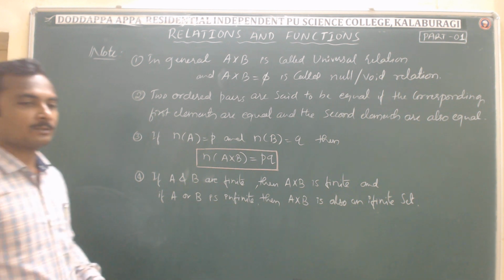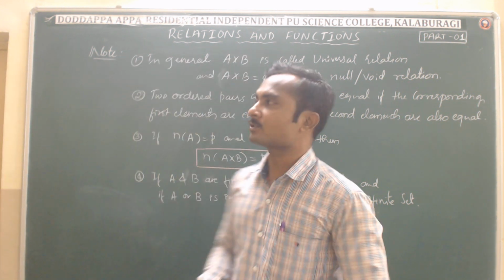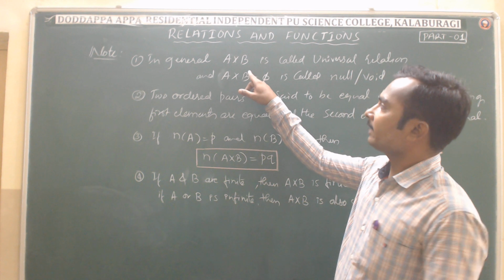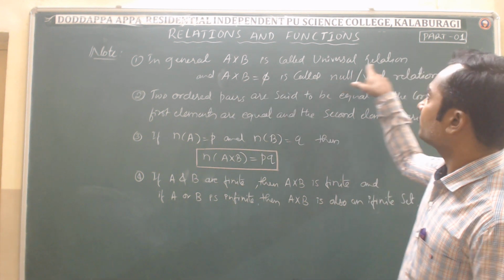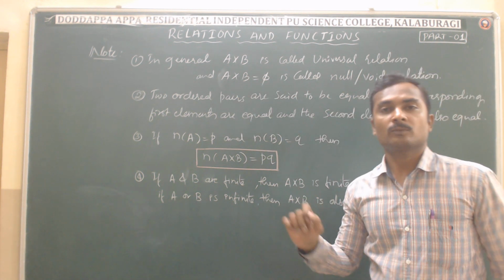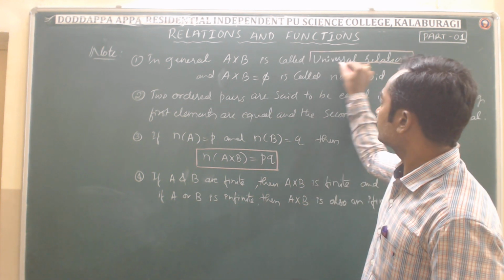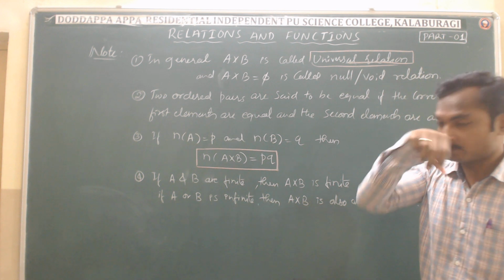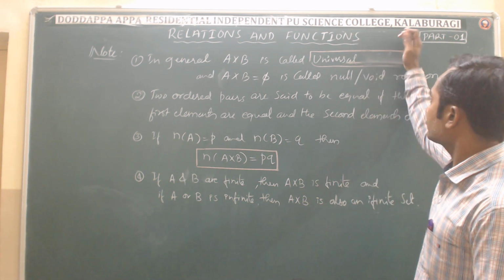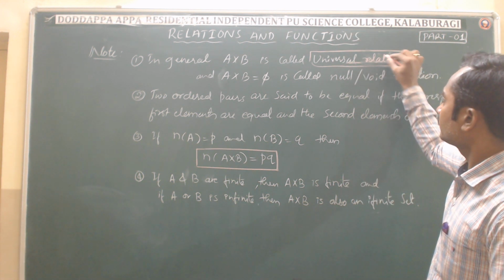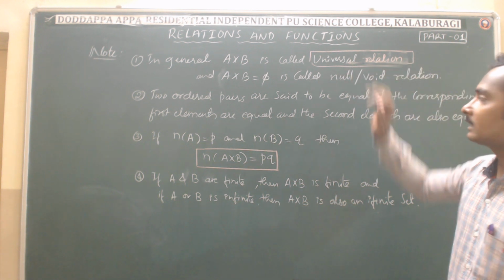Okay students, so I have written on the board some more important points to be noted here. In general, A cross B is called a universal relation. What do you mean by A cross B is called a universal relation? Why is it called universal relation?